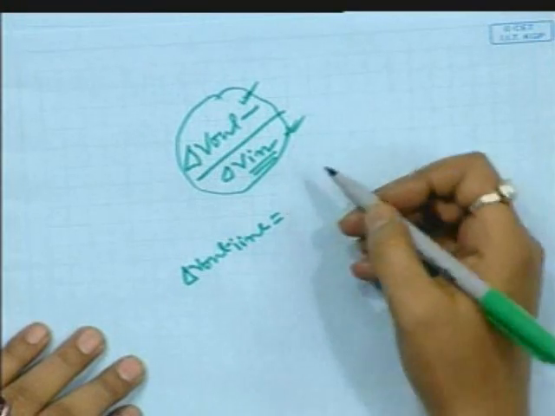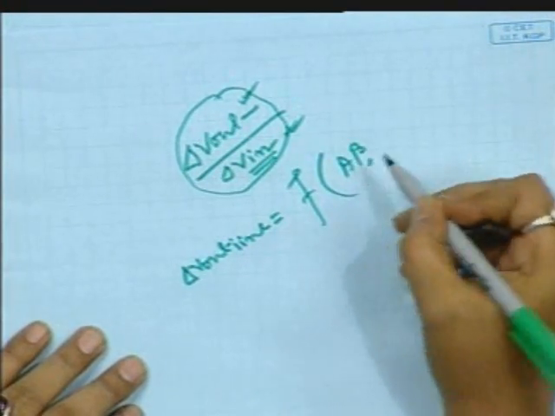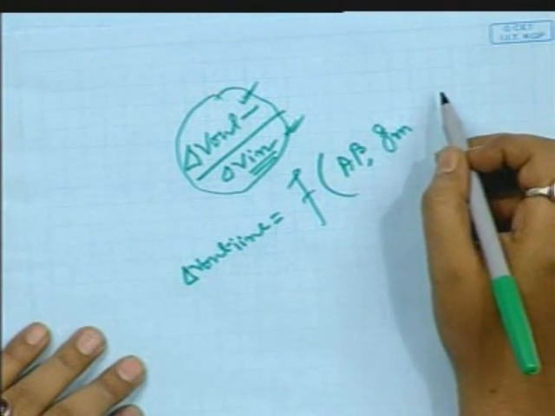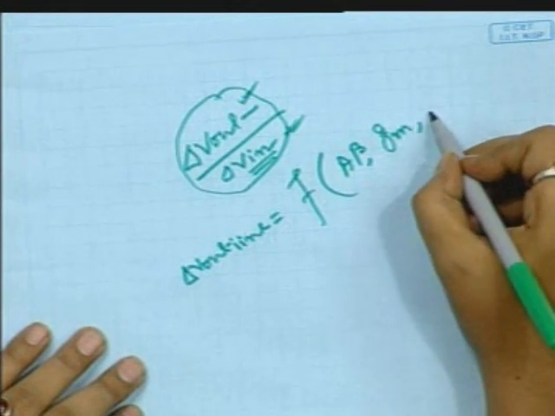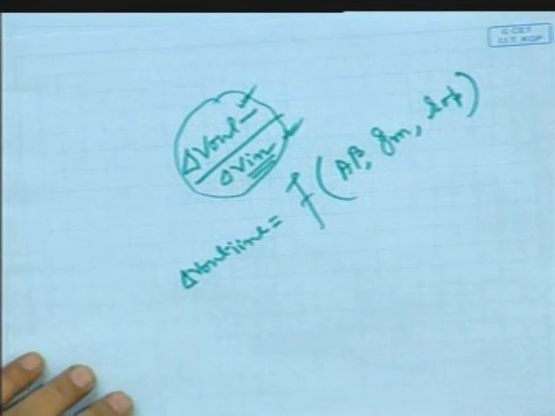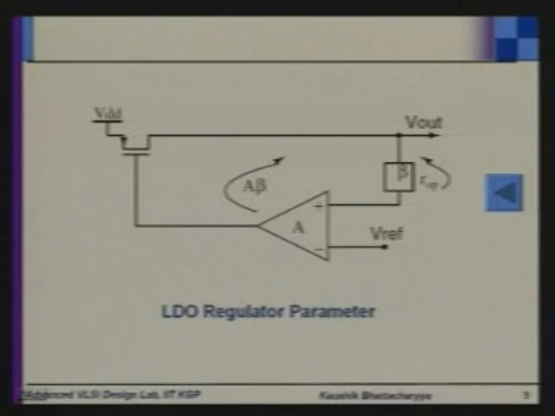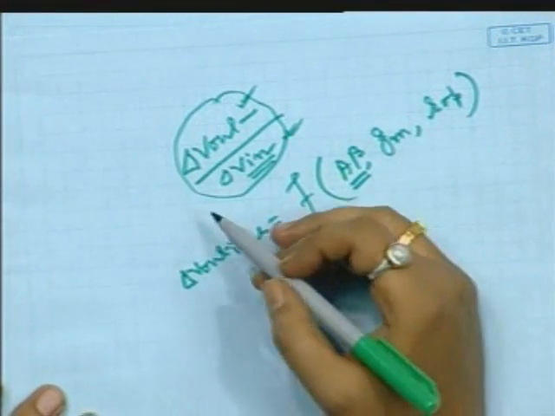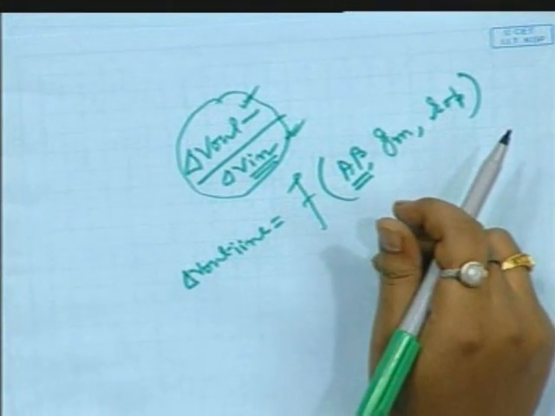You can see that line regulation del V out line is a function of, it's a simple analysis, you can do it by yourself, A beta, loop gain, GM, transconductance of the pass device. I already introduced what the pass device is, and ROP. ROP is the output resistance of the pass device. So, if we can increase the value of A beta loop gain, then we can achieve better line regulation.